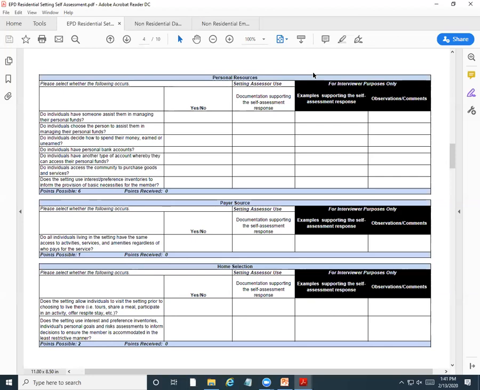We'll move on to our payer source section. This is really just a quick question. Do all individuals living in the setting have the same access to activities, services, and amenities regardless of who pays for the service? So what we're trying to get at here is to make sure that members are not excluded from activities or amenities because of their Medicaid status, and that's independent of activity fees. So some of those amenities might be a pool, a salon, it could even be menu or food options. It's just important that our members are treated and given the same opportunities as non-Medicaid members.